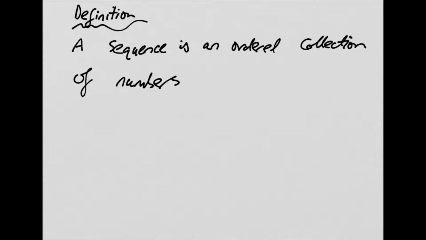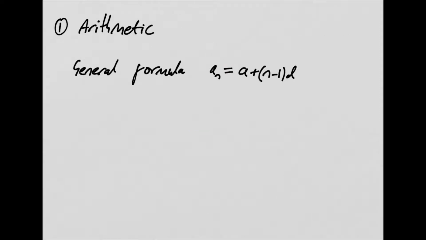A sequence is an ordered collection of numbers, where the word ordered here is really important. It means if I have the sequence 1, minus 1, 1, minus 1, and so on, that isn't the same as the sequence that goes minus 1, 1, minus 1, 1. They're different. It means that the order of the terms really matters. There are three main types of sequences, and we're going to look at each case.